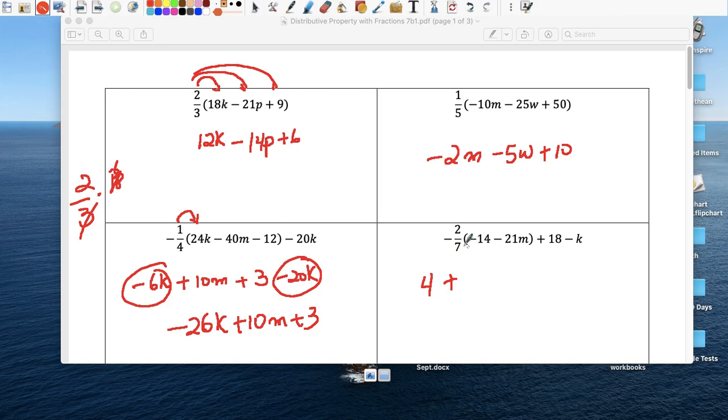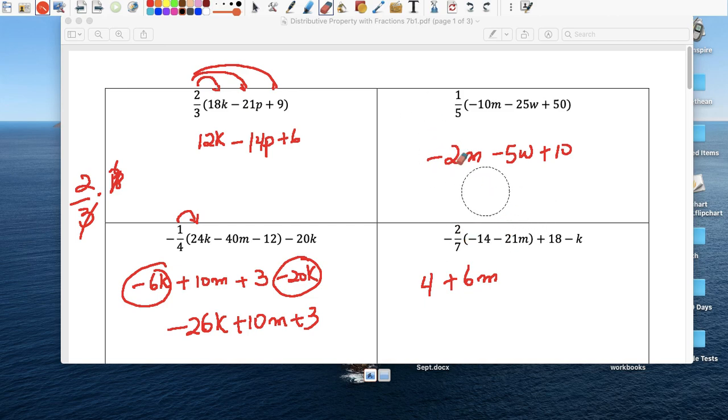Negative and negative is a positive. 2/7 of 14 is 4. Just 4. Negative and negative again is a positive. And 2/7 of 21. So again, guys, what I do in my head, I simplify this. I go 7 and 21, right? 7 divided by 7 is 1, and 21 divided by 7 is 3. So now I multiply 2 and 3, and that's how I get to 6. That's what I do in my mind.